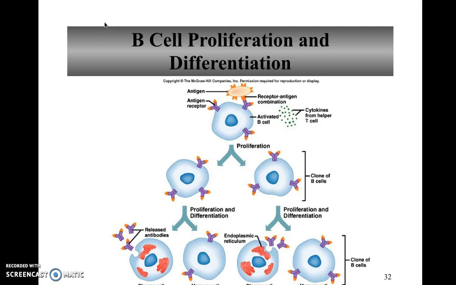In the case of these cloned B cells, some of them are going to become plasma cells, cells that are capable of producing antibodies, and some of them become memory cells, which are going to be responsible for providing immunity or resistance to that particular pathogen in the future.